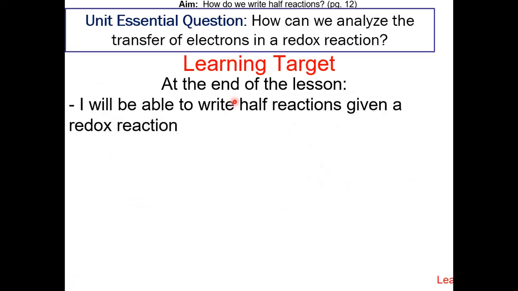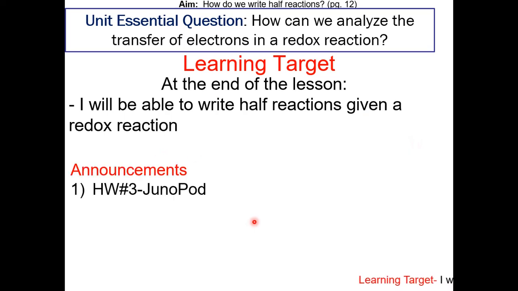Learning target: at the end of the lesson, I'll be able to write half reactions given a redox reaction. Homework number 3 is a Jupiter based off this lesson.